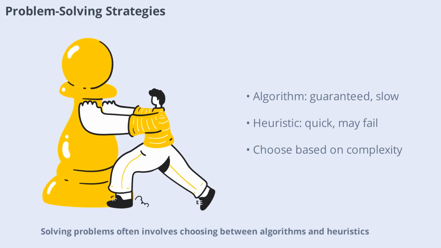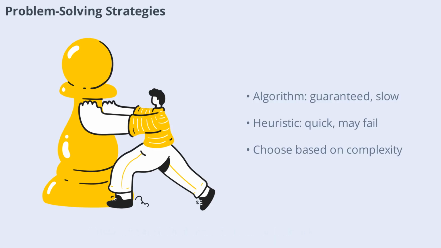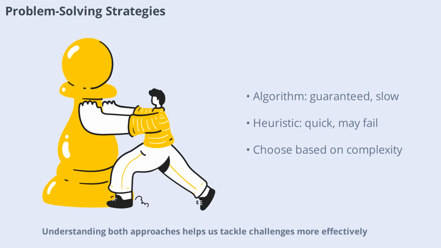Solving problems often involves choosing between algorithms and heuristics. Algorithms are step-by-step procedures that guarantee a correct solution but can be time-consuming. Heuristics are mental shortcuts that provide quick, good-enough solutions but may fail. The choice between these strategies depends on the problem's complexity and the need for speed versus accuracy. Understanding both approaches helps us tackle challenges more effectively.